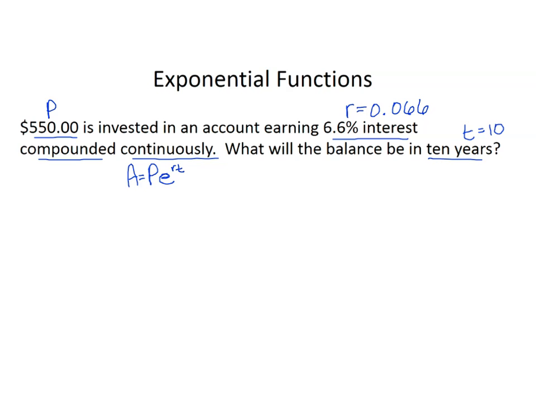All right, so let's do this. A equals P, which is 550, times E to the 0.066 times 10. Well, it's easy to multiply by 10 because it just means move the decimal over 1. So that's going to be 550 times E to the 0.66.